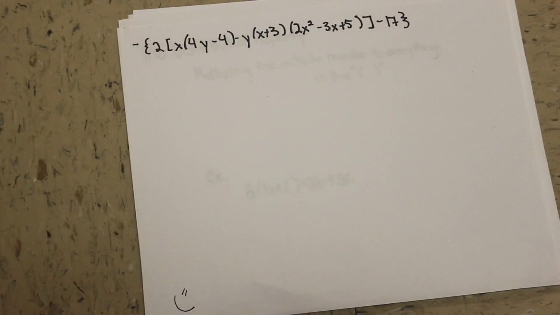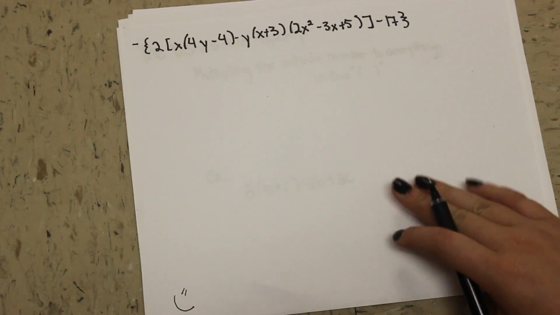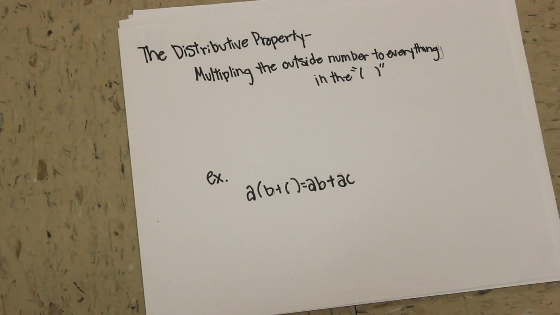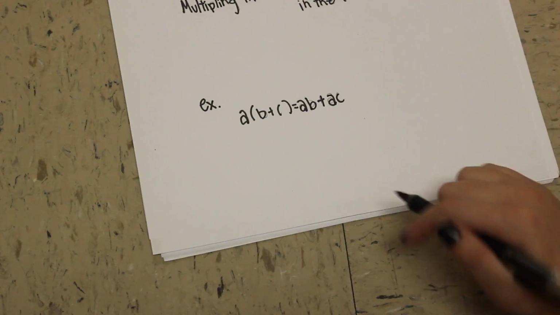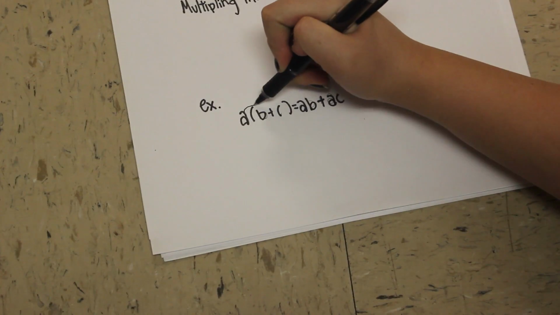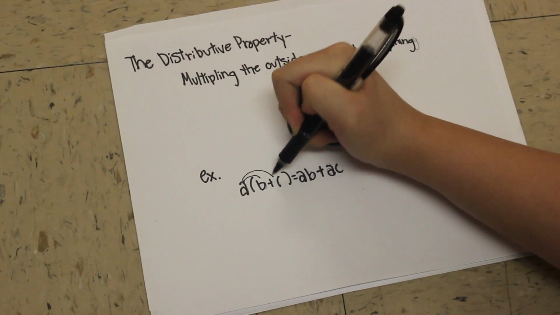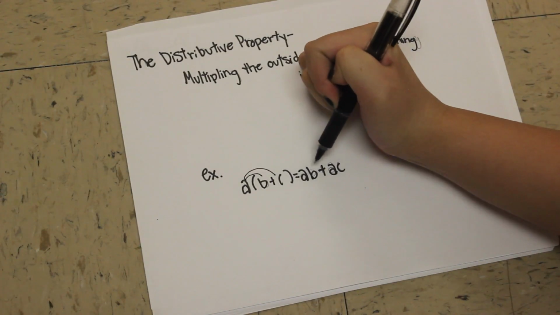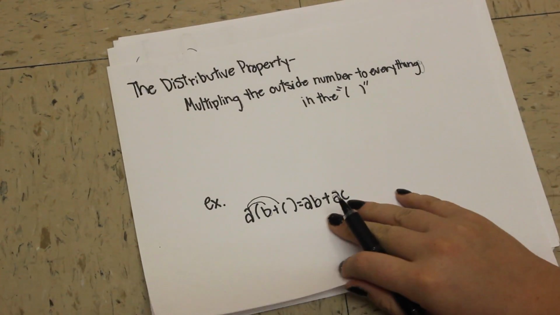How do you use the distributive property in combining like terms to simplify a polynomial? And we're gonna solve this equation. The distributive property is multiplying the outside numbers to everything in the parentheses. And this is our little example where we distribute the a to everything in it, and we get ab plus ac.